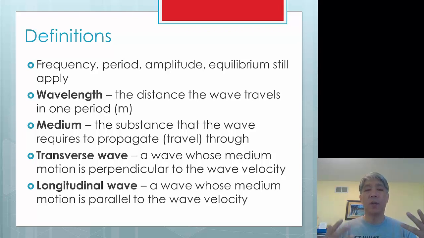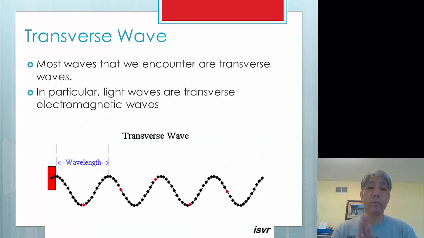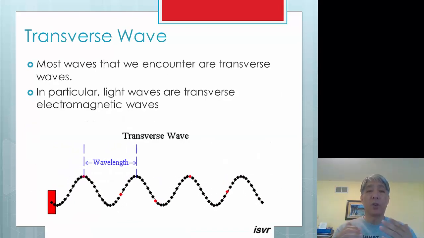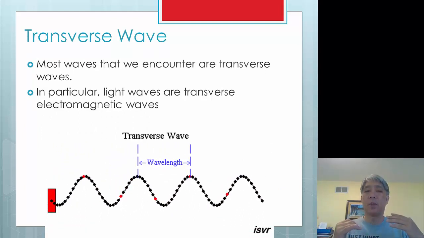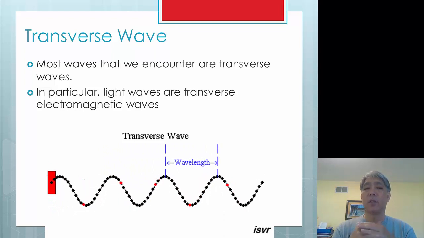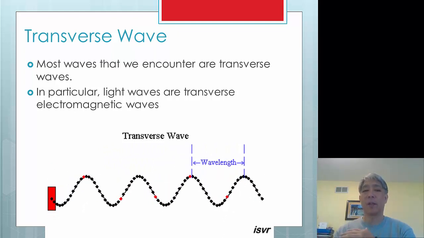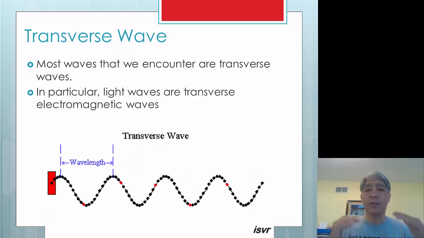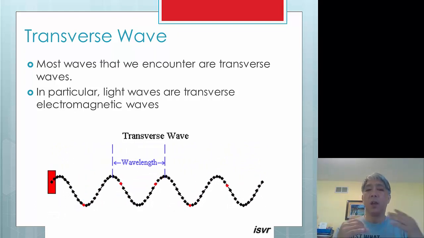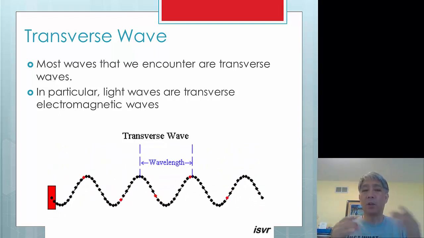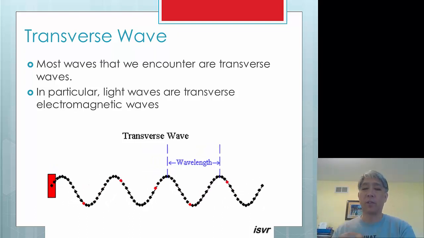We also need to know the difference between a transverse wave and a longitudinal wave, which I'll talk about in the upcoming slides. A transverse wave is most of the waves that we encounter. In particular, you need to know that light waves are transverse electromagnetic waves. So a transverse wave has the motion of the medium, or motion of the particles, going perpendicular to the direction that the wave travels in.